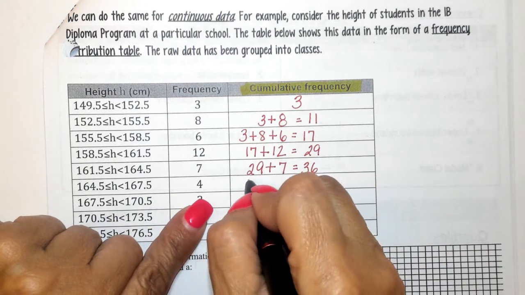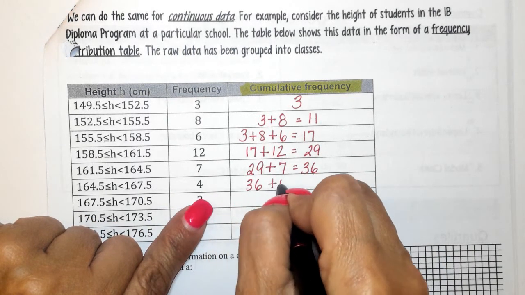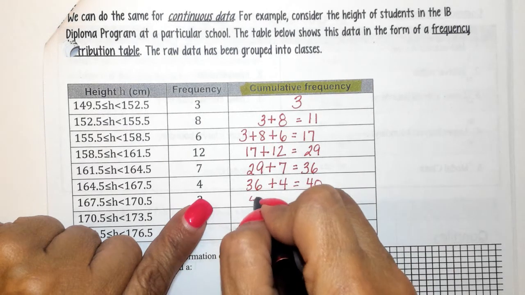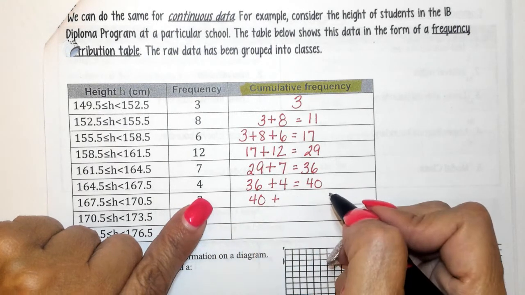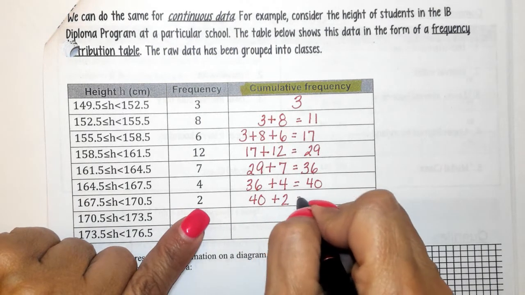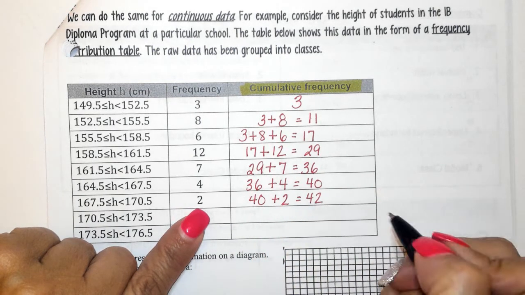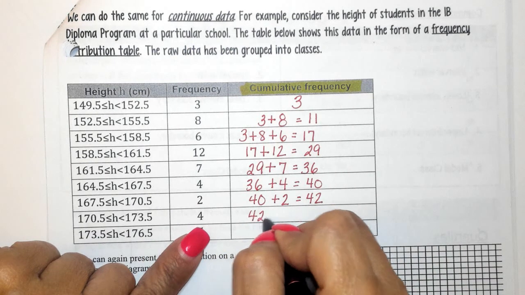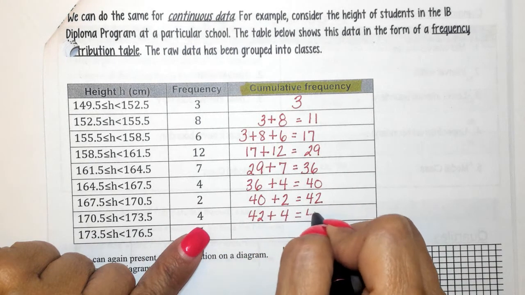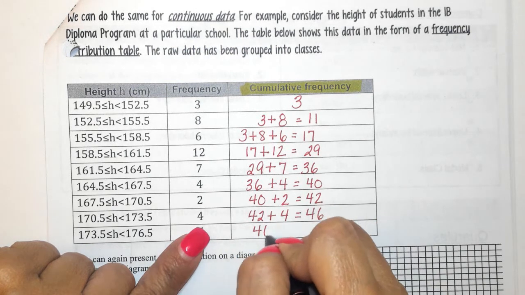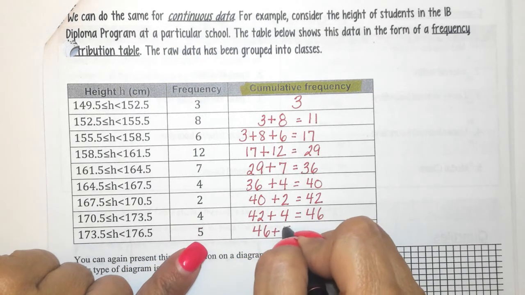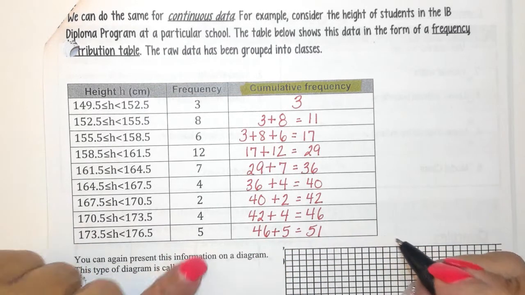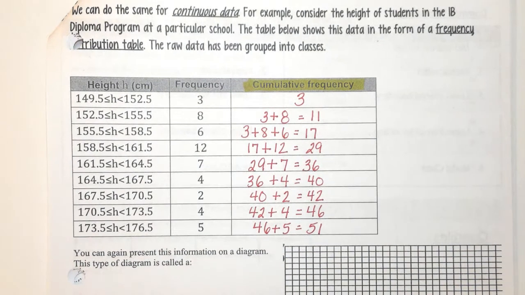I'm going to keep going. 36 plus 4. Take that number, cumulative frequency. We're adding up the frequency that it occurred. It's really, really cool what you can do with this. 42 plus 4. And then the last one, 46 plus 5 is 51. Double checking my numbers, making sure they're right. Okay.